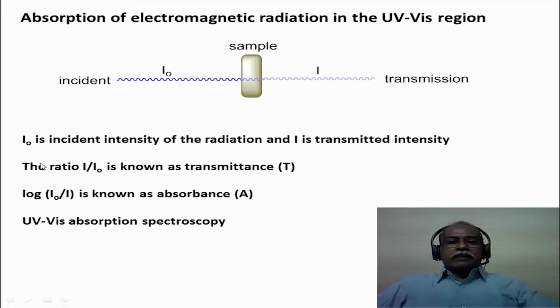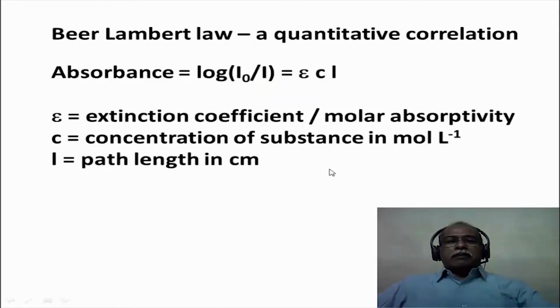Now I0 is the incident intensity of the radiation and I is the transmitted intensity of the radiation, and the ratio I by I0 is known as the transmittance, which is represented by the symbol T. Now the logarithmic ratio of I0 by I is known as the absorbance, indicated by the symbol A. Now UV visible spectroscopy is an absorption spectroscopy, so one has to deal with the absorbance in this type of spectroscopic technique. The Beer-Lambert law essentially correlates the absorbance in quantitative terms to the concentration of the substrate that is present in the sample.